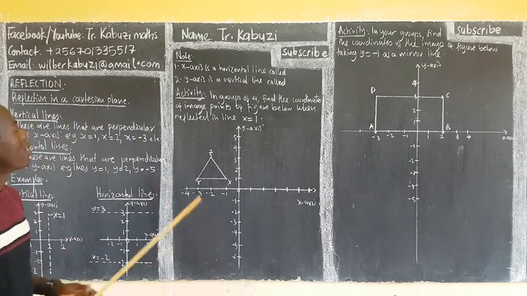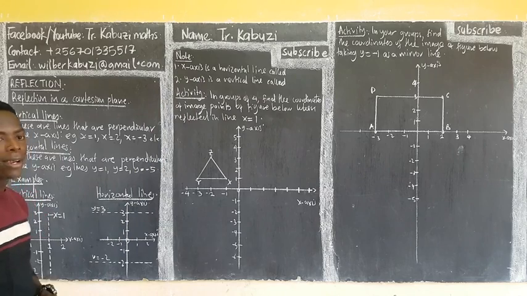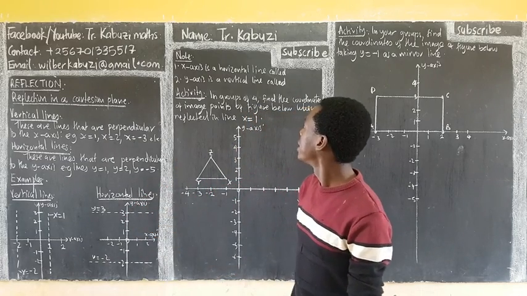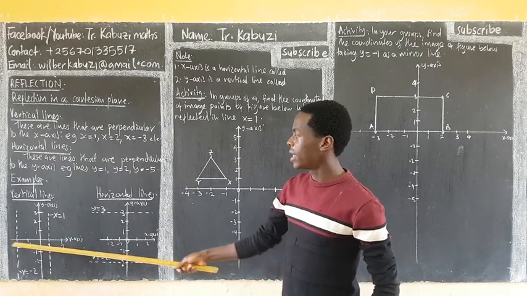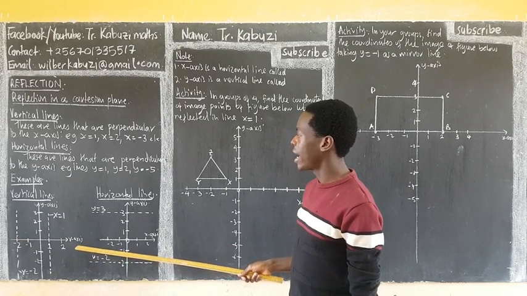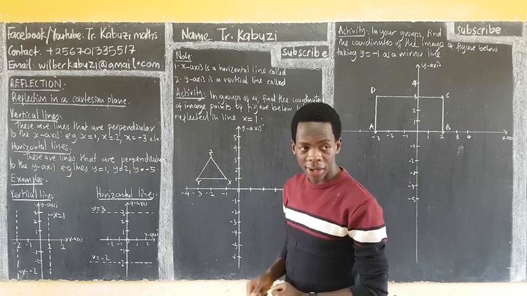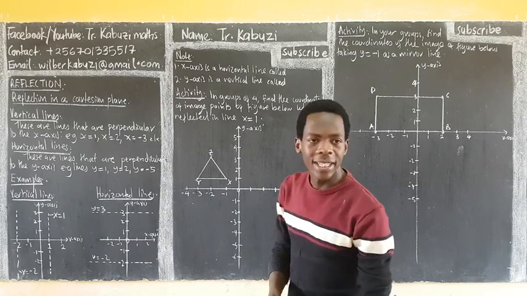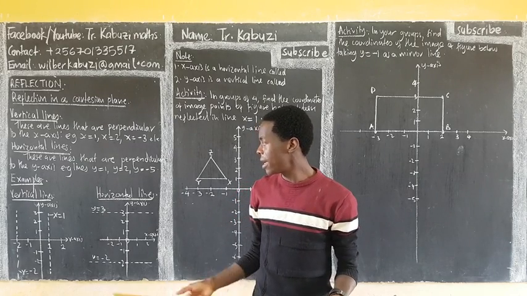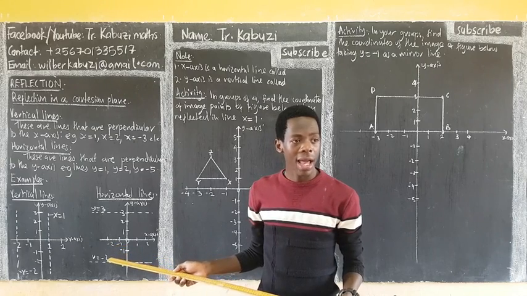Now, when we look at this critically, note, the x-axis is a horizontal line called, who can answer that? We've seen vertical and horizontal lines. Now when you look at the x-axis, it's a horizontal line called y equaling 0. Why is it y equaling 0? Because it cuts the y-axis, yes. It passes through the origin.